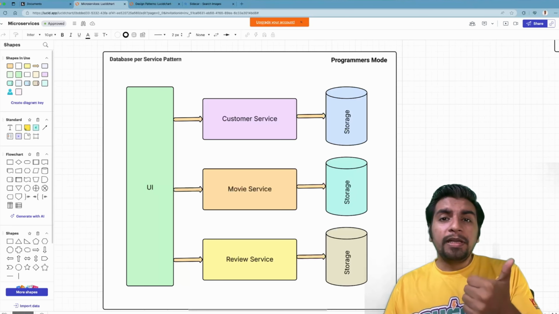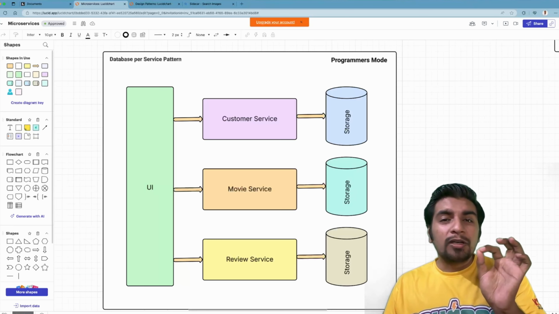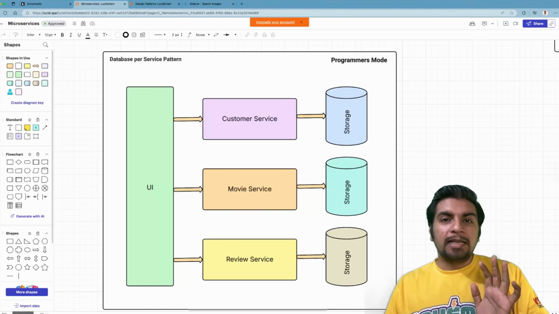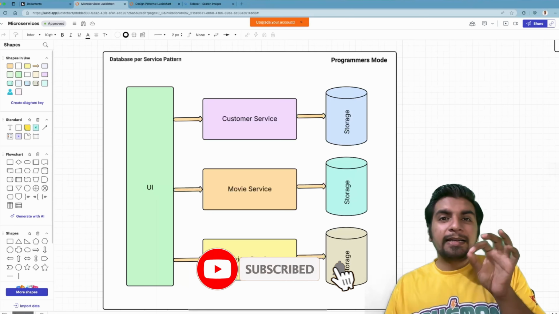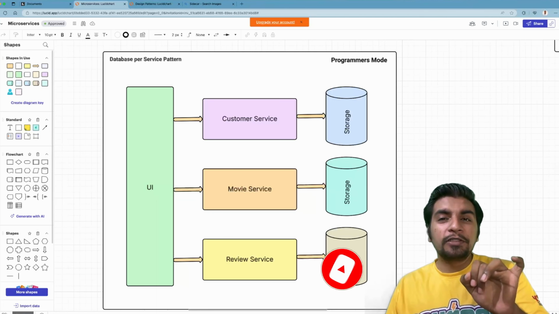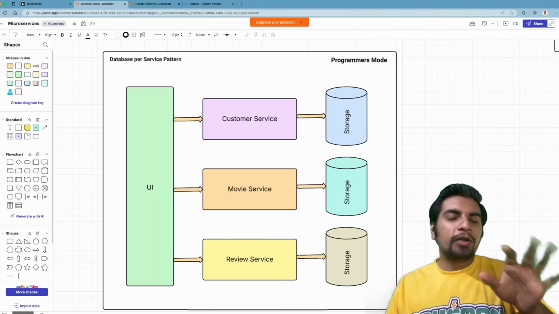Technology freedom. Each service can pick the database type that works best for them. But a big mistake is letting one service sneak into another's database. That's why dependency and tight coupling creep back in. And suddenly your microservices are micro only in name.